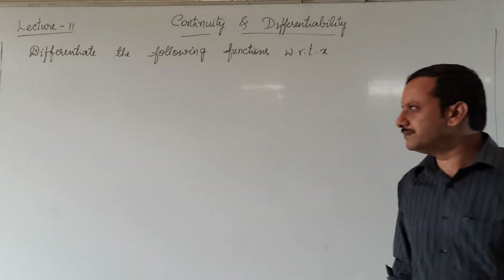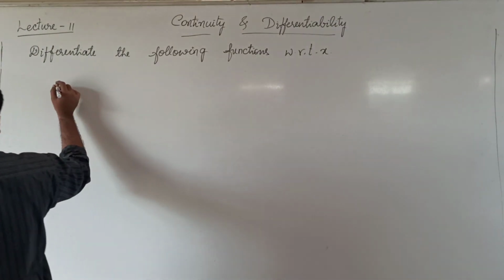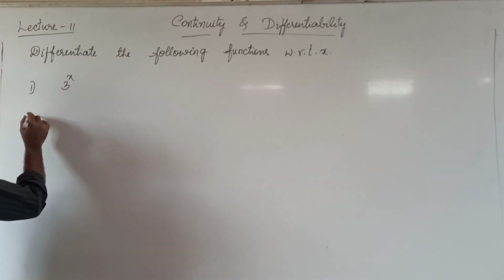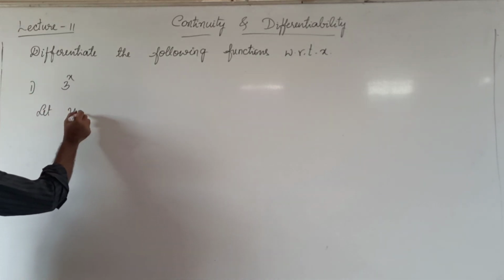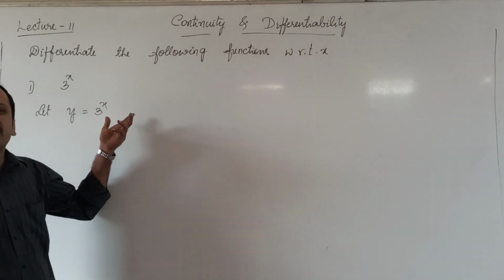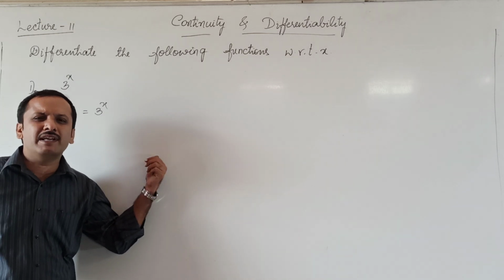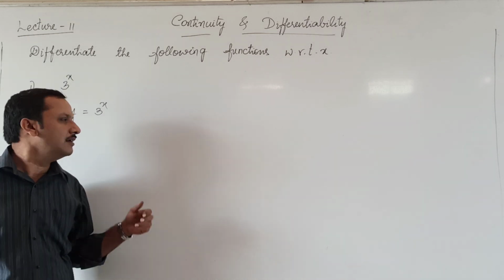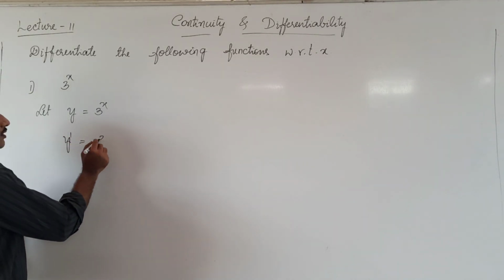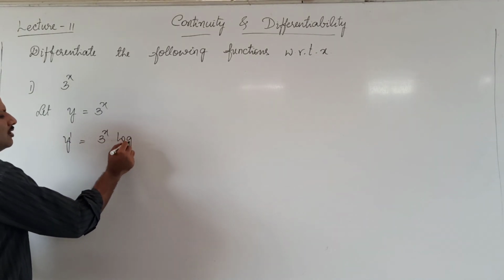First, 3 power x. I take this as y. Let y is equal to 3 power x. So you can compare this with a power x. Derivative of a power x is a power x into log a. So derivative of 3 power x will be equal to 3 power x into log 3.